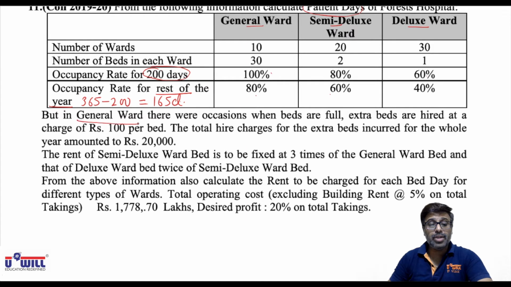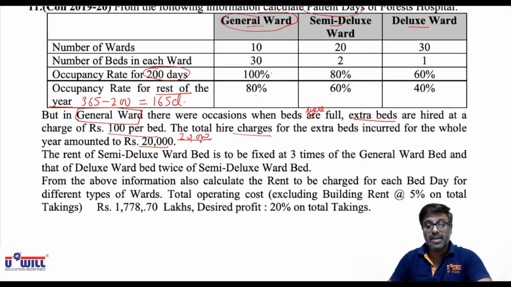But in general ward, clearly given, there were occasions when beds were full, and extra beds are hired at a charge of rupees 100 per bed. The total hire charges for extra beds incurred for the whole year amounted to 20,000. This we have done earlier also.